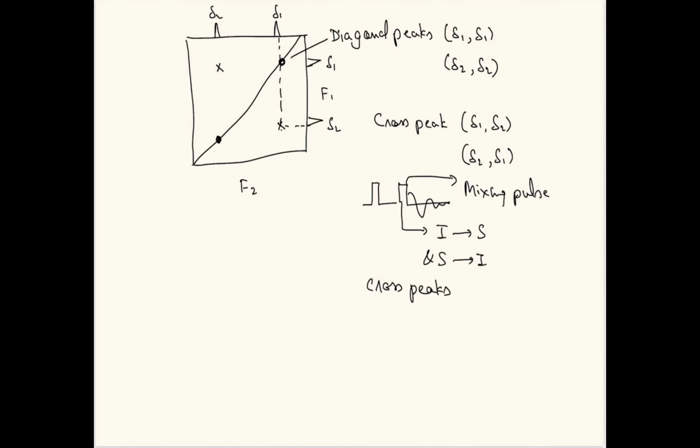What is the advantage here? The advantage is that wherever there is a coupling between two spin pairs, you're bound to get a cross peak over there, in addition to diagonal peaks. So the appearance of a cross peak is confirmatory evidence that there is a scalar coupling present between spin I and spin S, right?